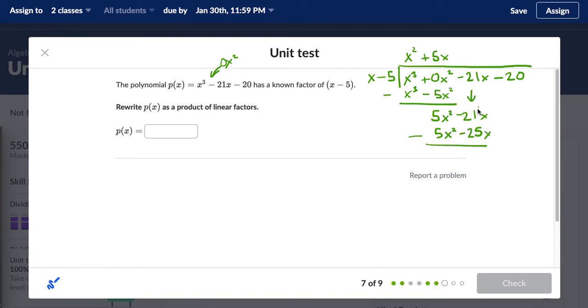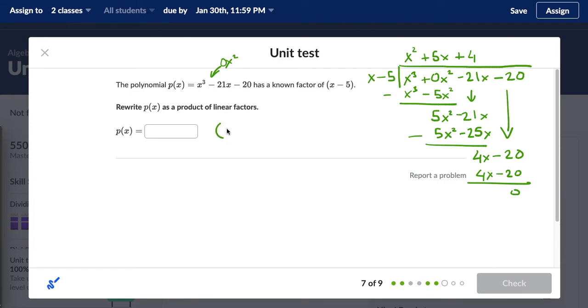Okay, subtract again, and we get ourselves 4x, and we bring down our negative 20, and we do it again, 4x, so that's a positive 4, and we notice here now we get 4x minus 20. Right, as expected, should have a remainder of 0 because it has a known factor, is what it said. So here's our quadratic that we're going to work with. Okay. And this one is considerably easier than the previous one that we worked at.